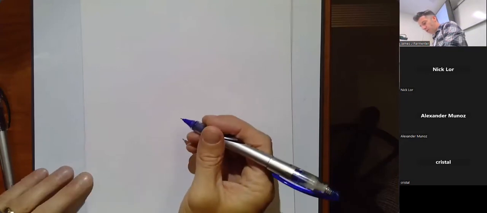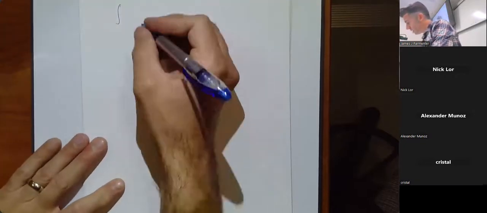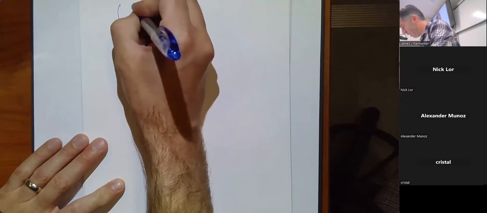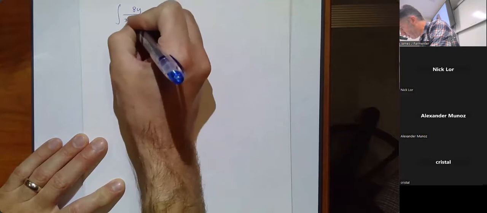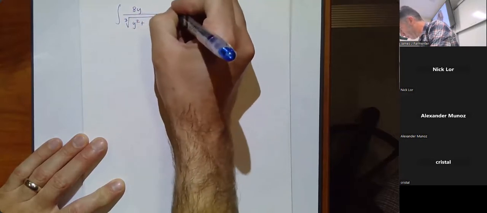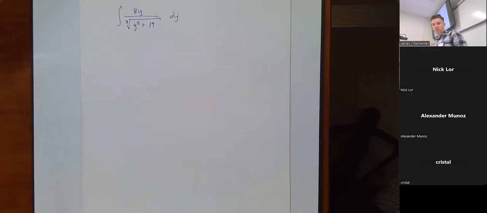So let's say we wanted to integrate something like this. Let's say we have 8y over the cube root of y squared plus 19 dy. As far as we're concerned, I usually go horizontal. Okay, whatever. Fine. I'll change my orientation in a minute here.